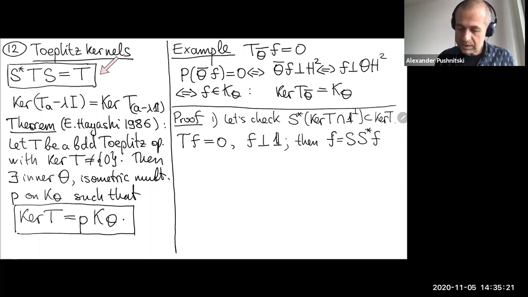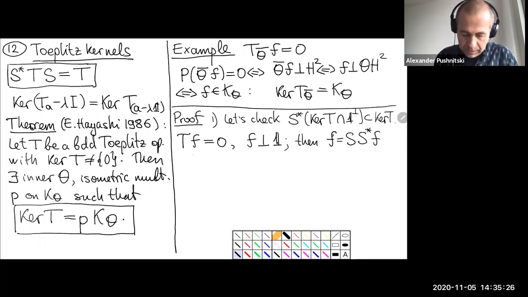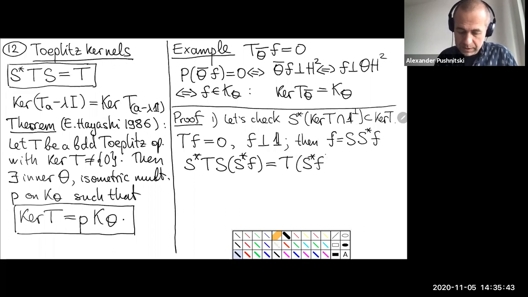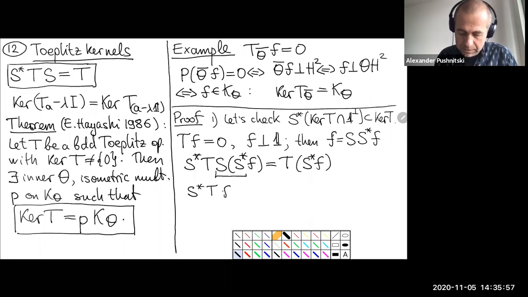Okay, so using this simple fact, we just apply the defining identity for Toeplitz operators to S star f. Okay, so let's do this. I write S star T S applied to S star f equals T S star f. Now, as I said, because S star f is f, I can rewrite this as S star T f equals T S star f.